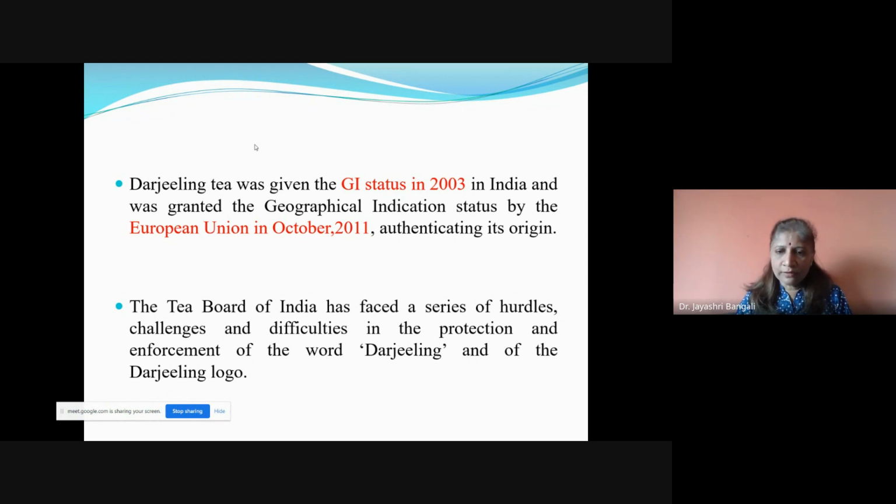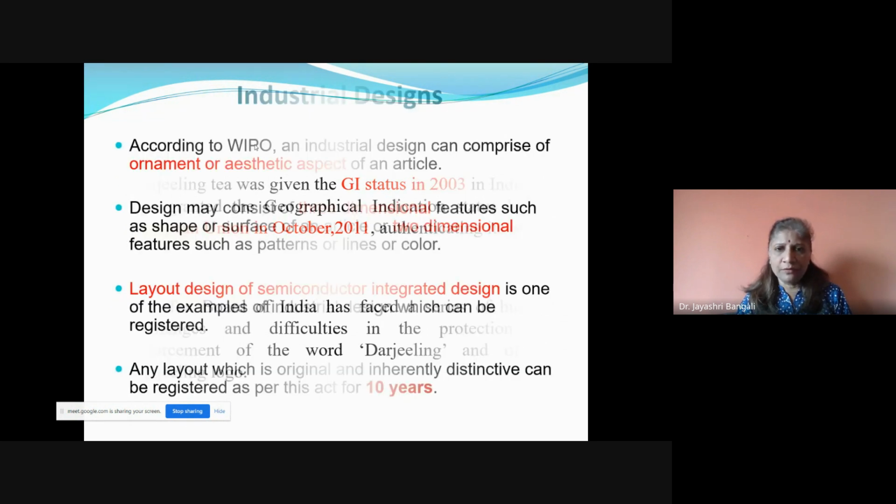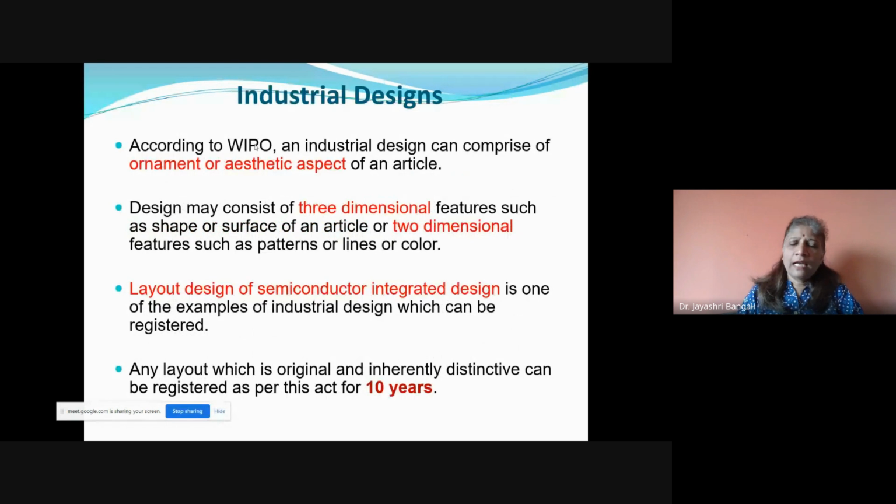So we have to fight for that, and we have been successful in fighting, and now we have got the GI for this Darjeeling tea. This is the first GI. Now India has more than 300 GIs, especially for haldi and other products.